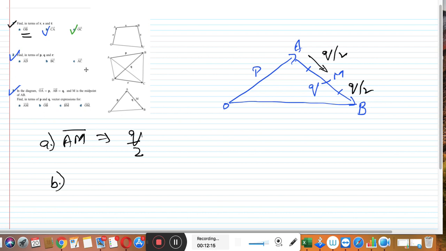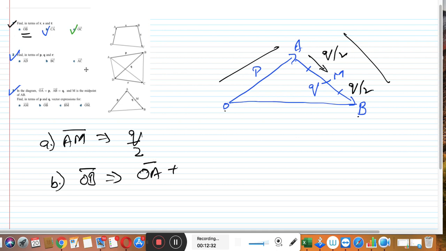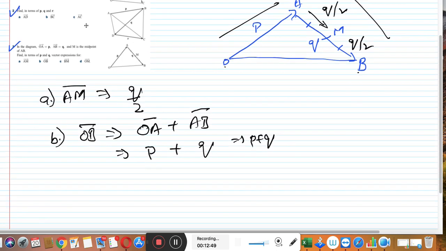They are asking OB, sorry, it's a mistake, OB. From O to B we have to go. So O to B we will go OA, then AB. So this can be written as OA plus AB. OA is P and AB is your Q. So OB is your P plus Q.